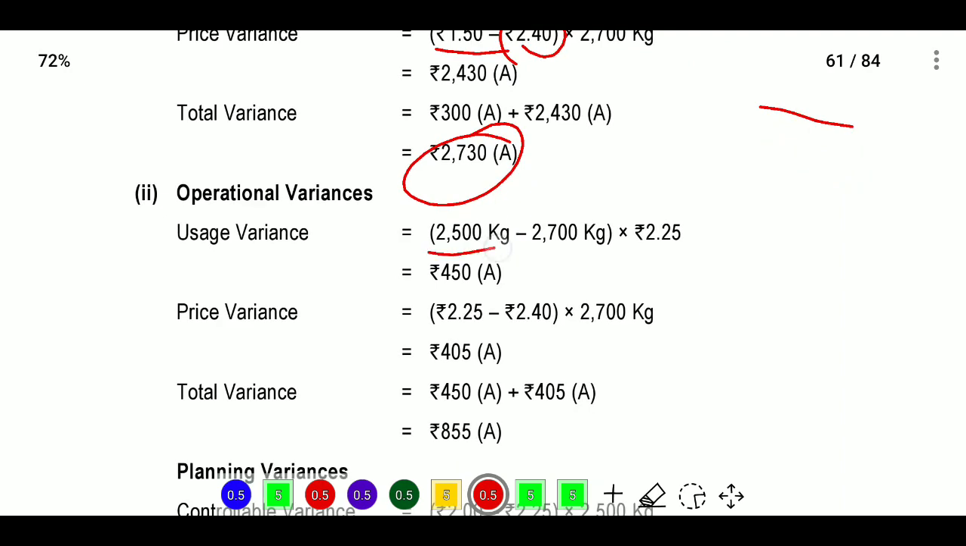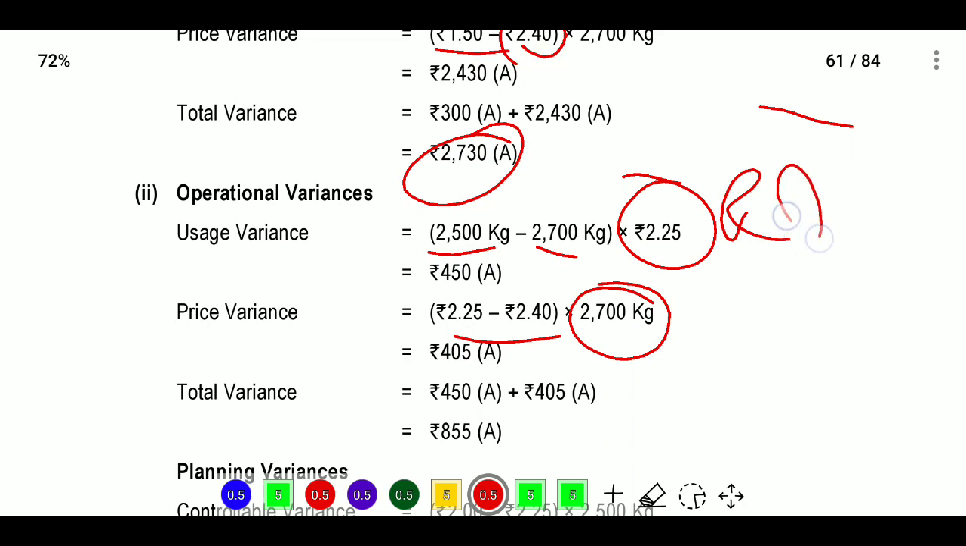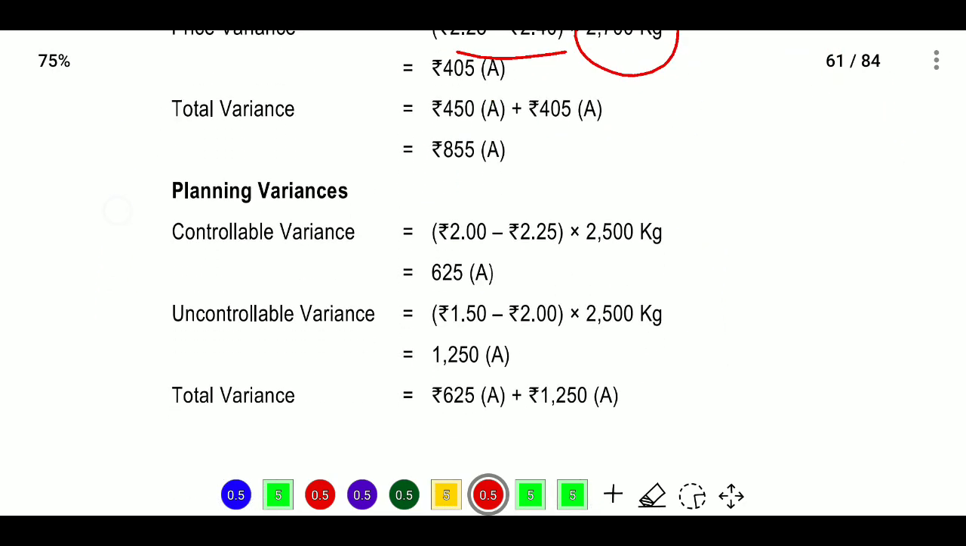Okay, next, operational variance. How will we get it? 2500, 2700 into 2.25. Now the price variance will be 2.25 minus 2.24, into 2700 kgs. The 2700 kgs is based on the actual quantity; actual usage was 2700 kgs, and this 2.25 is the revised actual price. Next, the total variance. Next, the planned variance.